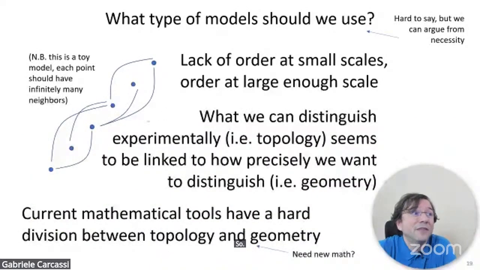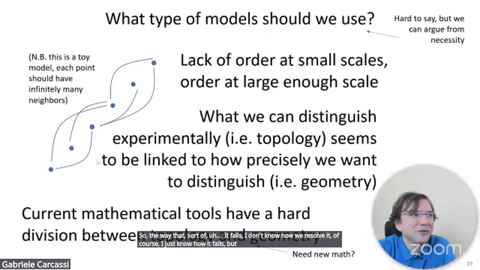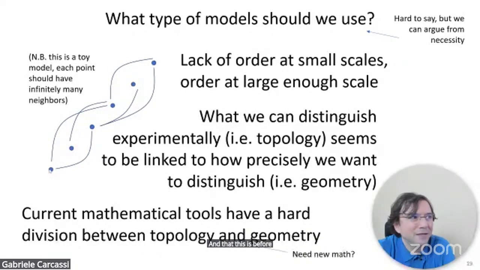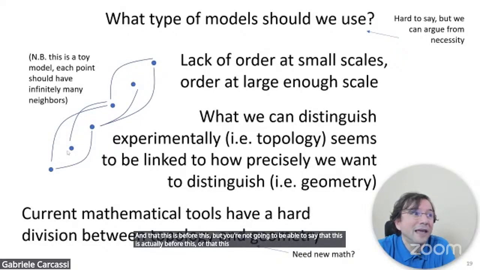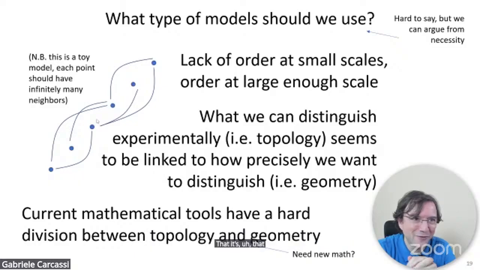So the way that it fails, I don't know how we resolve it, of course, I just know how it fails, but this is the structure that you can imagine, right? You can say that this is before this, and that this is before this, and that this is before this, but you're not going to be able to say that this is actually before this. Like you can imagine taking this and swapping it with this, and I can swap it here, and the ordering will still be preserved, right?